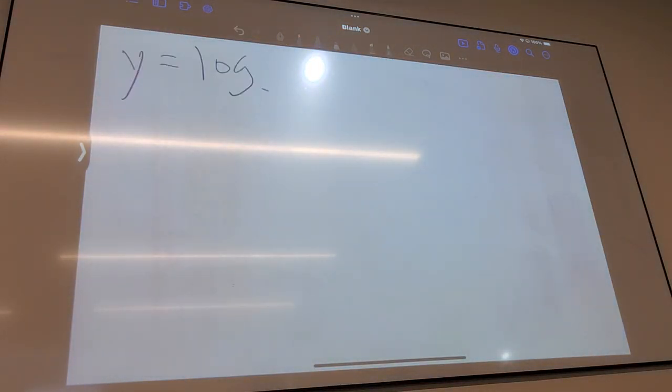Log base 2 of x. So I know it's going to go through 1, 0. Because I haven't moved this around at all. So I know I can plot that. Where is there an asymptote?